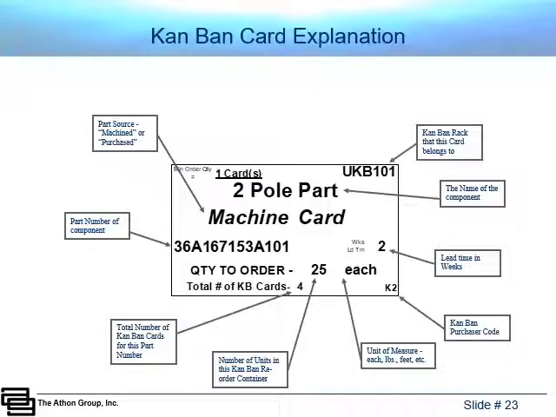Several elements of the card. It has the name of the part, and how that part is going to be produced. Is it a machining card or a purchase card? It has the part number. It has the quantity to order, 25. There's 25 in that Kanban, and there are 4 Kanban cards total. So the maximum inventory we'd ever have for these parts is 100.